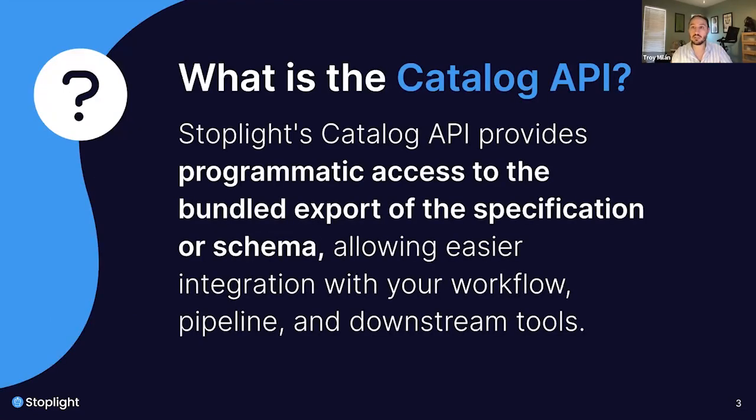So what is the Catalog API? It is Stoplight's very first API. And with that came a lot of foundational work around authentication and logging and metrics and so on. But in short, the Catalog API provides programmatic access to the bundled export of the specification or schema, allowing easier integration with your workflow, pipeline, and downstream tools. So to say it another way, the Catalog API allows you to extract OpenAPI files or JSON Schema files directly from your projects.